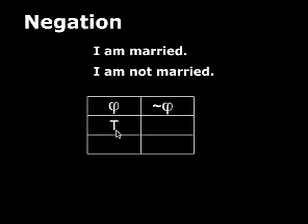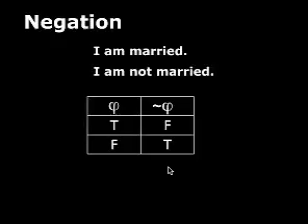Well, suppose phi is true. Suppose I am married is true. Well, in that case, what's the truth value of I am not married? Well, it's obvious, it's false, right? What if, on the other hand, phi is false? If the atomic statement I am married is false, well, then the compound statement, I am not married, is going to be true.